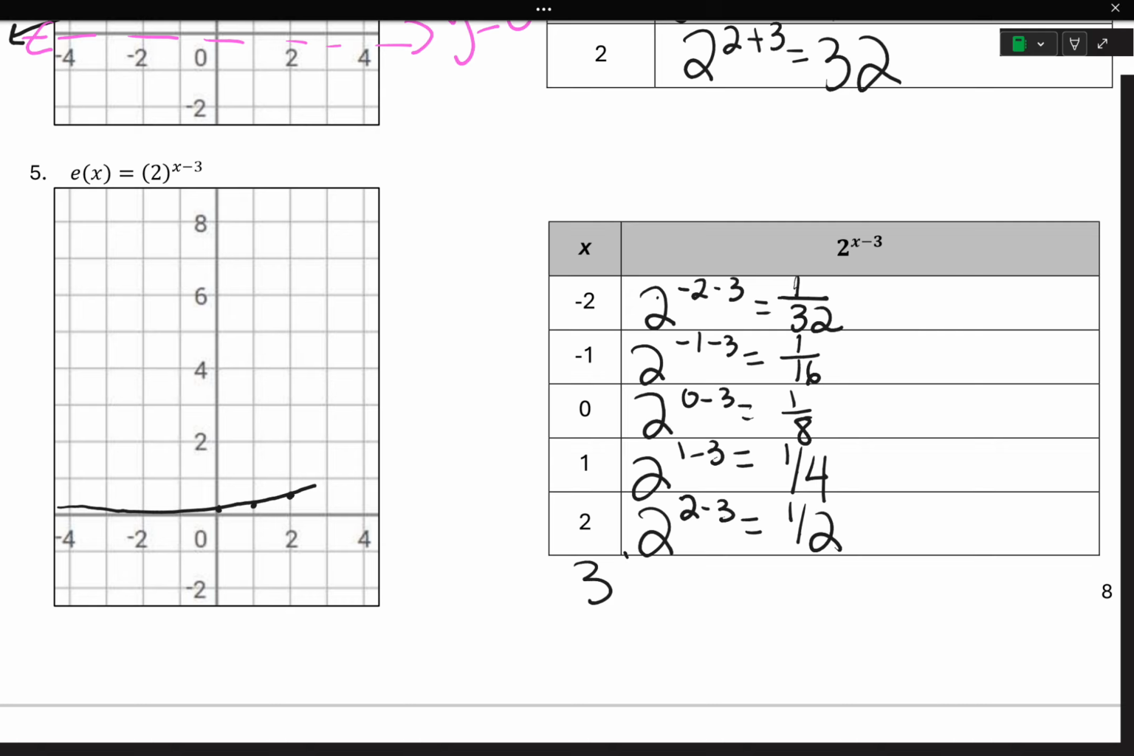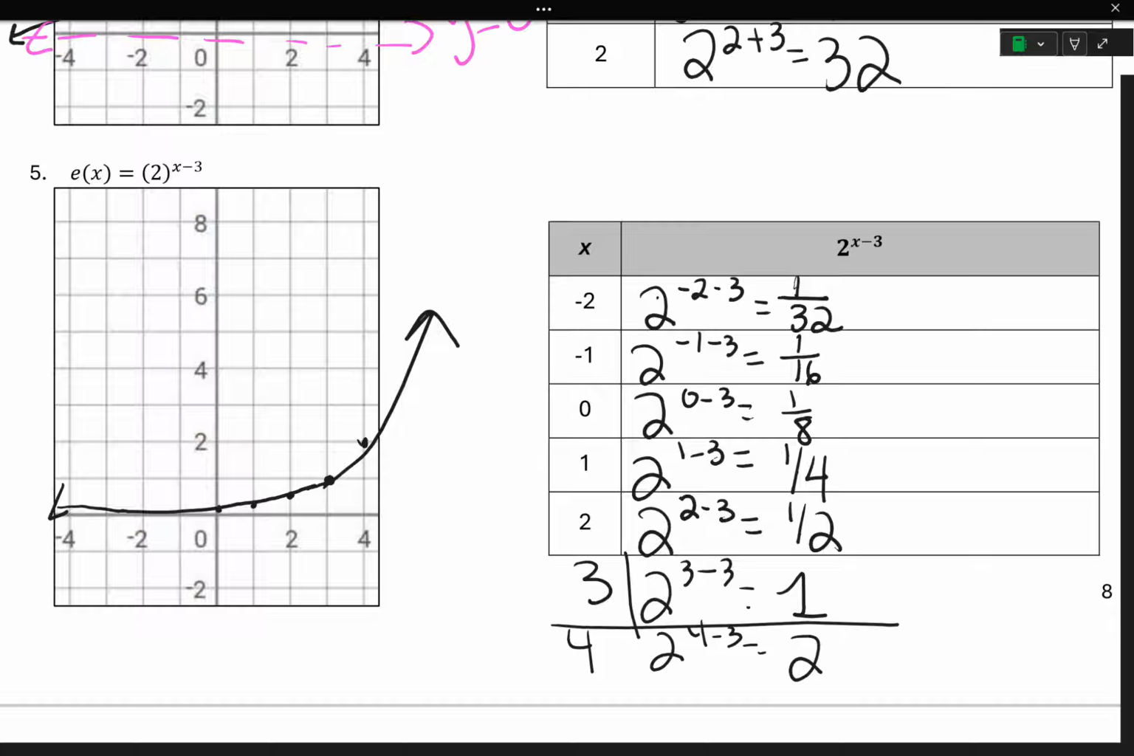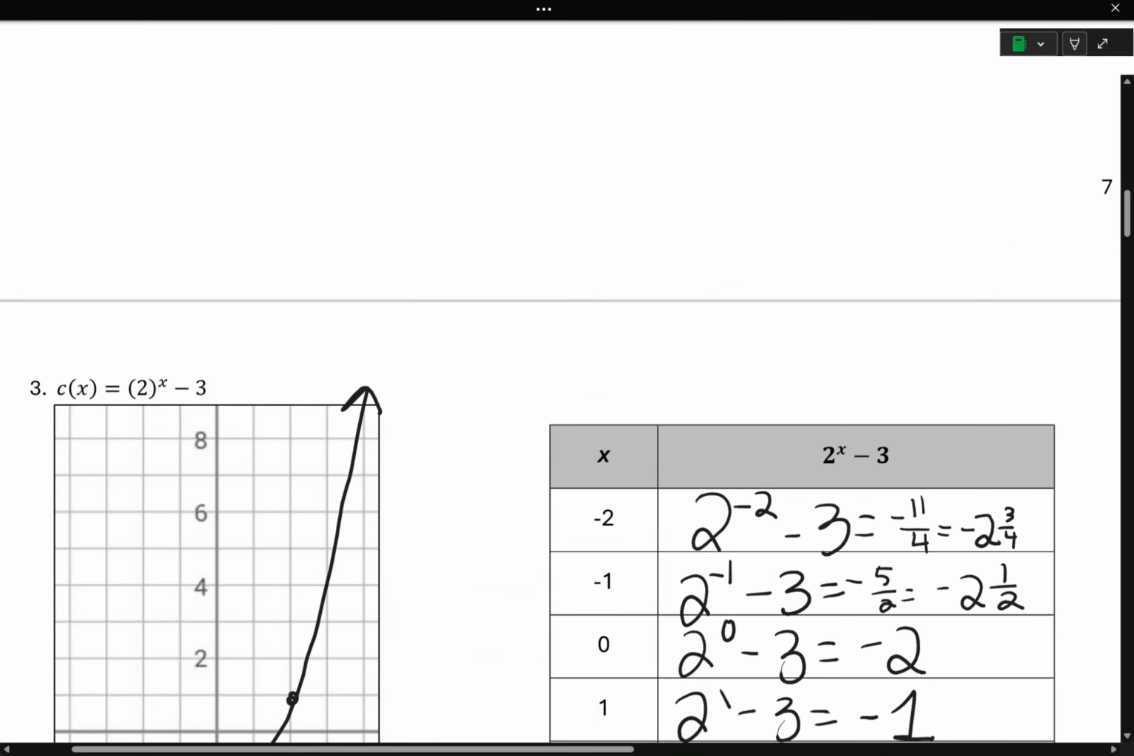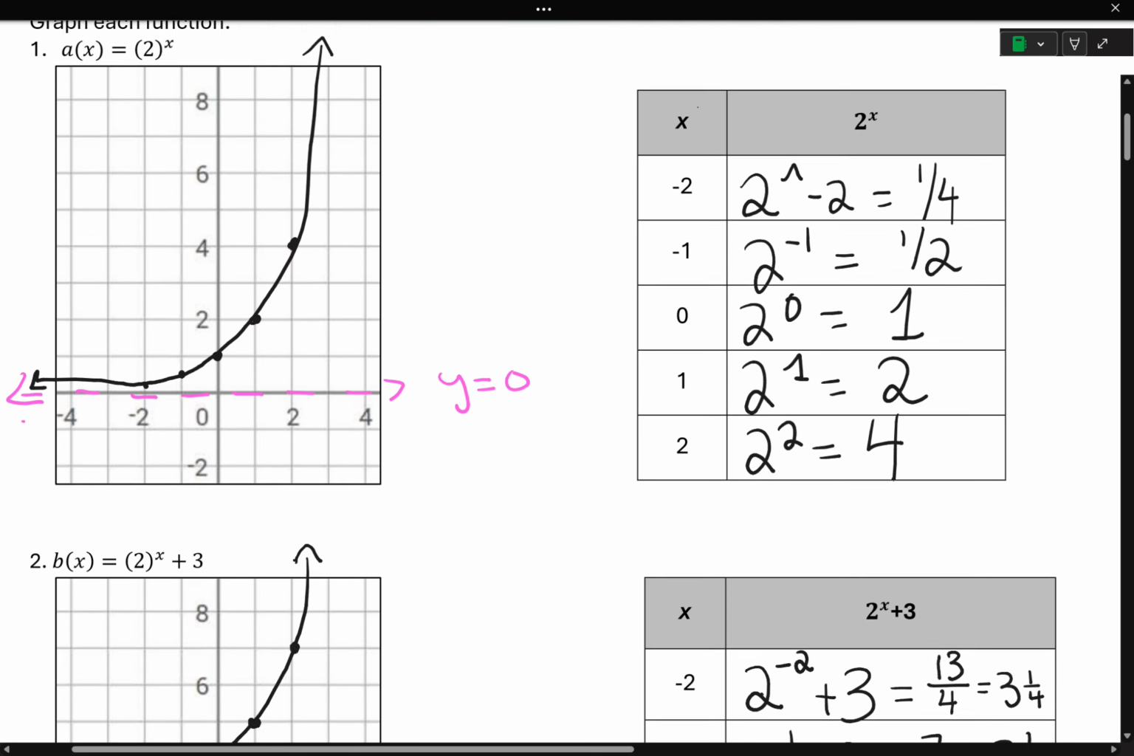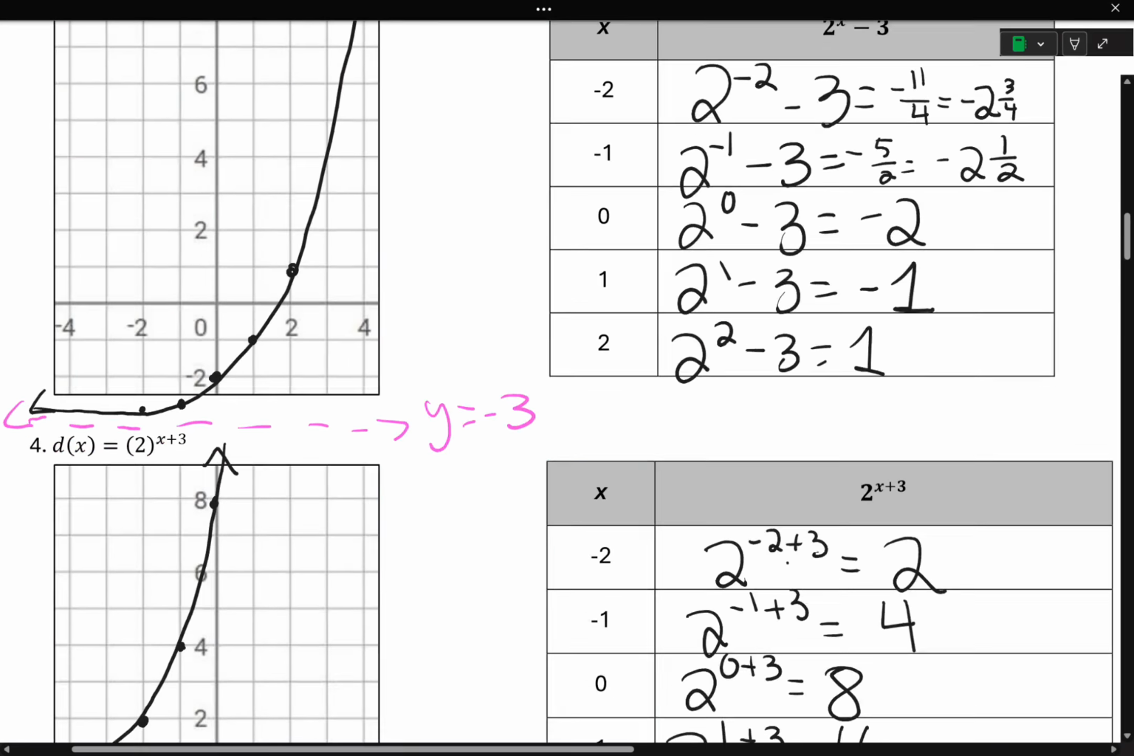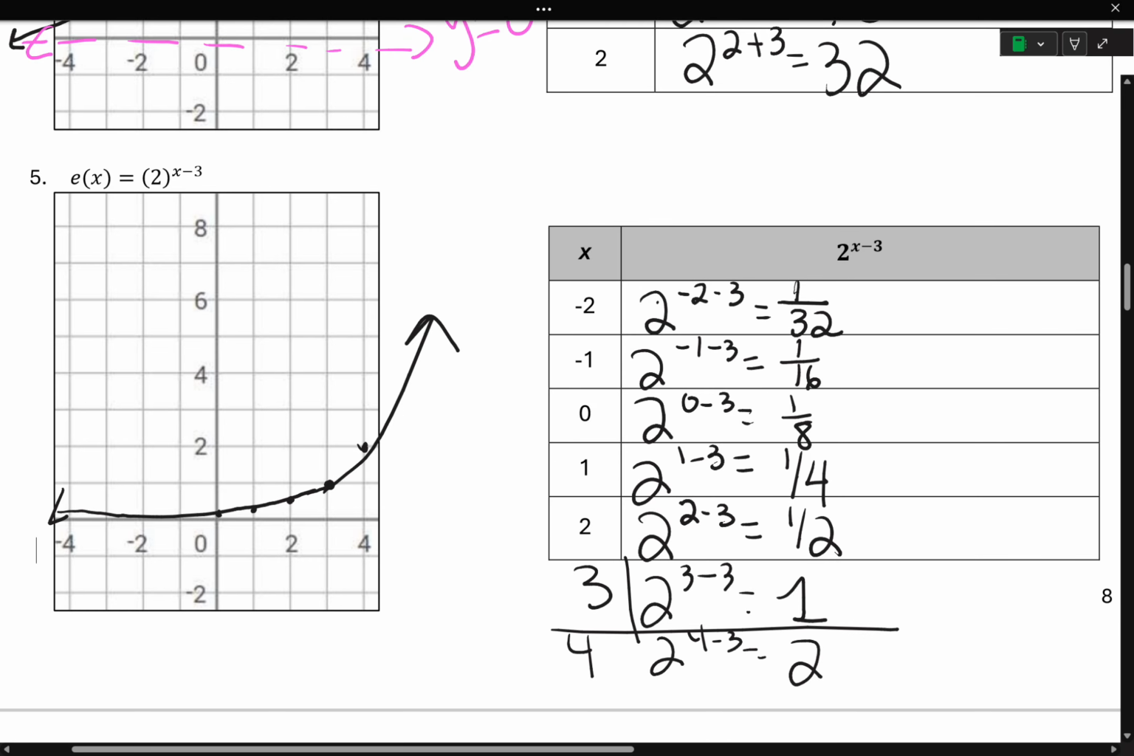What if we add 3? Let's see what we get with 3. Oh, that's 1. Okay, that's better. That gives me something. What about 4? All right, there we go. Well, compared to our parent function in number 1, it looks like we moved to the right. Our asymptote's going to stay y equals 0.